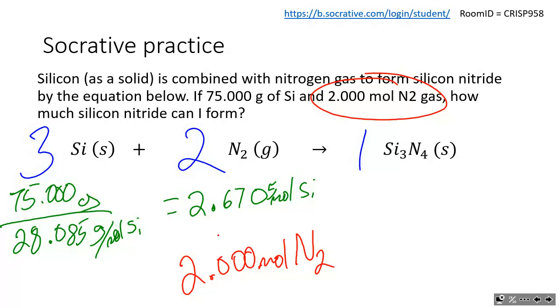What do I do with these? Do we then multiply the numbers that we got by the coefficients? Yes. I like to do it as a dimensional analysis. So what do I want to cancel out? I want to cancel out my silicons, and I want to get silicon nitride. What numbers would go with those? The 3 on the bottom, and the 1 on the top. And you get?